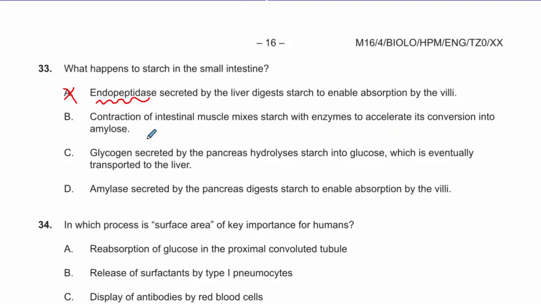And what is amylose? It's actually a component of starch. I think amylose is the unbranched one, and then amylopectin is the branched one. I'm not sure, but anyway, you don't digest starch to just transform which type of polypeptide it is. So B is wrong. C, glycogen secreted by the pancreas.